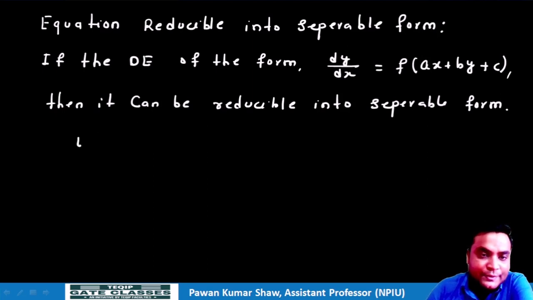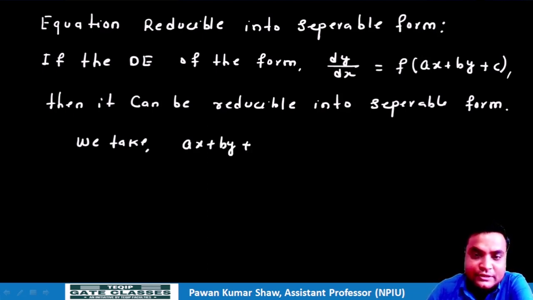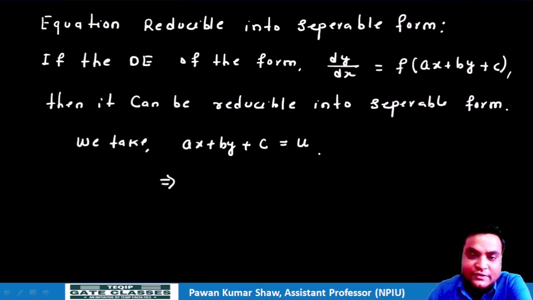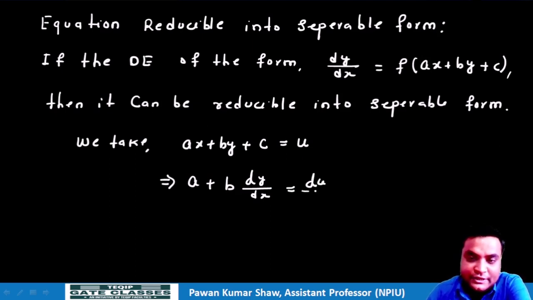So in that case we take ax plus by plus c equal to some other variable. Let us assume the variable u, we assumed here that ax plus by plus c equals u. We can now convert this dy by dx in terms of du by dx. So after taking the differentiation, we can write a plus b into dy by dx equal to du by dx.